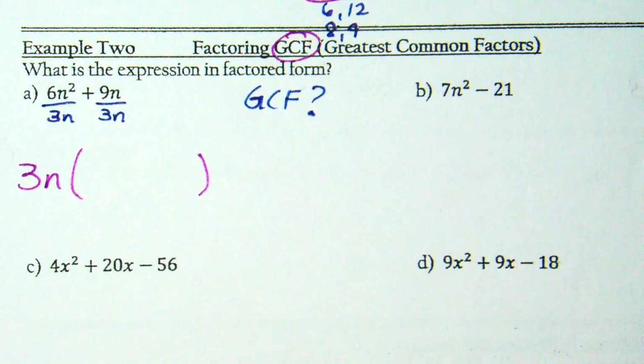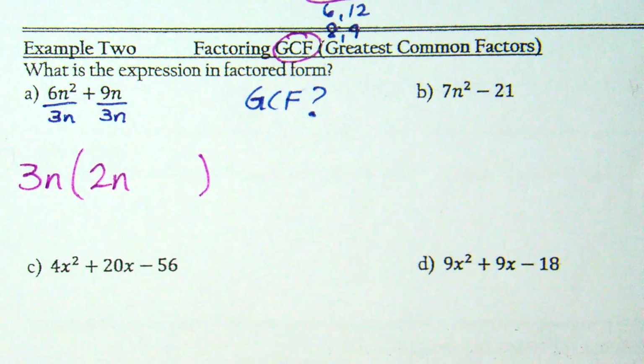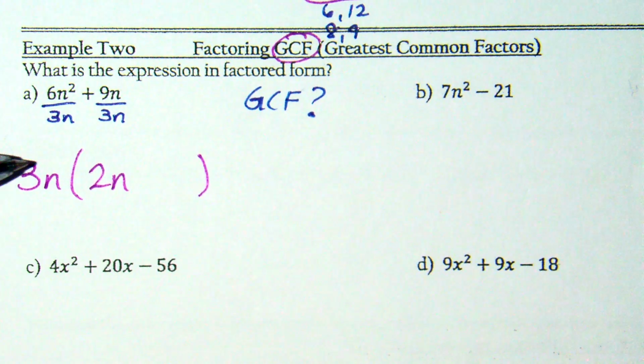So, now we got to review. 6n squared divided by 3n. Well, 6 divided by 3 is 2. N squared divided by n is n. So my first term there is 2n. And recall, you can just subtract the exponents on the variables there. I've got a plus sign, so I'm going to carry along my plus sign.